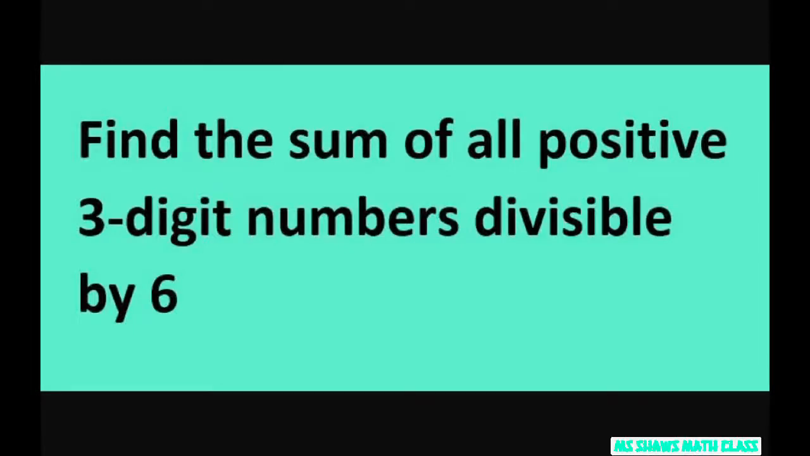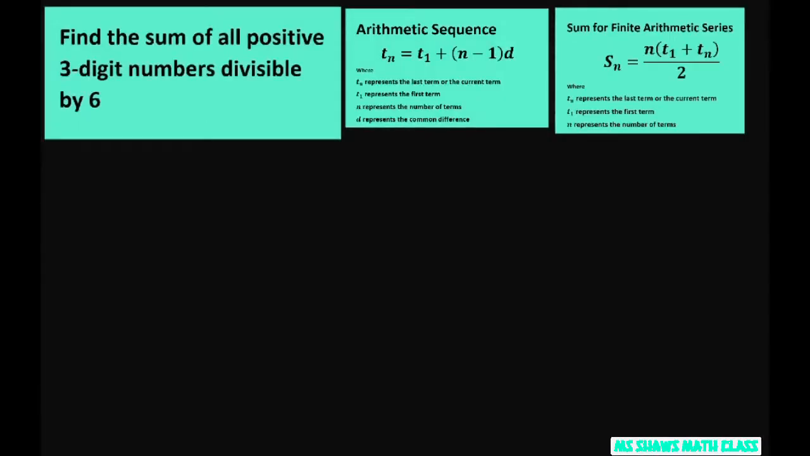Hi everyone, we're going to find the sum of all positive three-digit numbers divisible by 6. We're going to use this formula, the sum for a finite arithmetic series, where we need our first term, our last term, and our total number of terms.